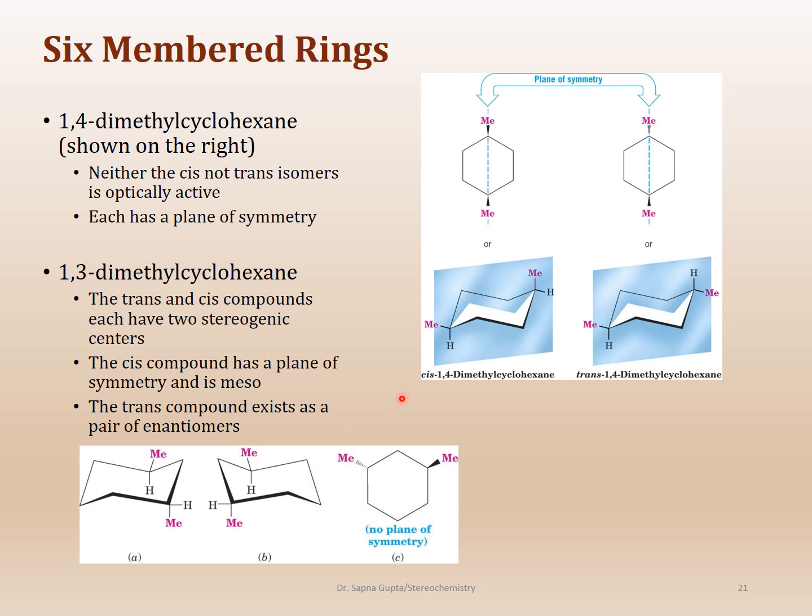It might seem that, oh, look, they can superimpose on each other. I can just flip this molecule, I can fold it, but it's not. And so the cis may have a plane of symmetry, but the trans does not. So one of the best ways to do this is to actually build a molecule and then see all these rings, and see if they actually superimpose on each other or not.